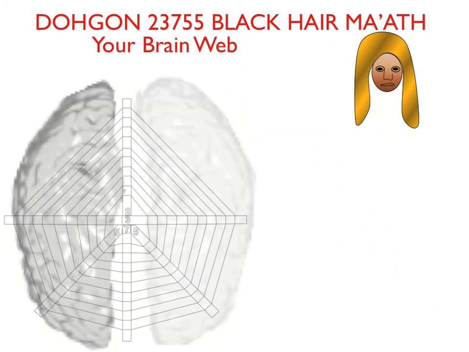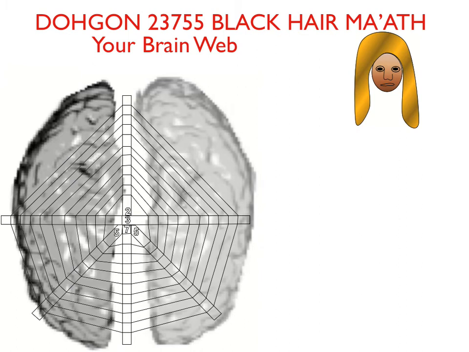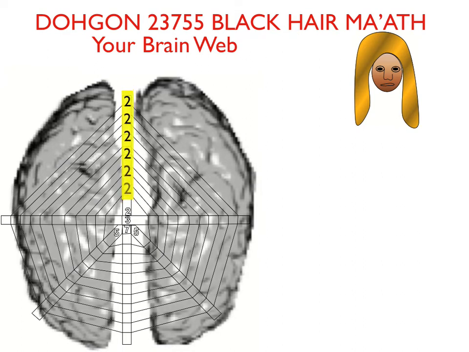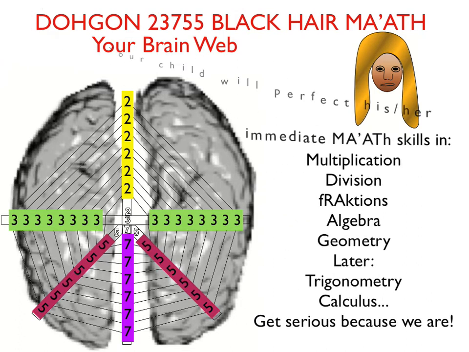23755 Black Hair Math, Math, Your Brain Web. Why do we call it 23755? 23755 is a code. Pretty soon you're going to see what we mean by that. The code is to balance the two brain hemispheres, as you see the left and right brain here. And here you see what we call the brain web.